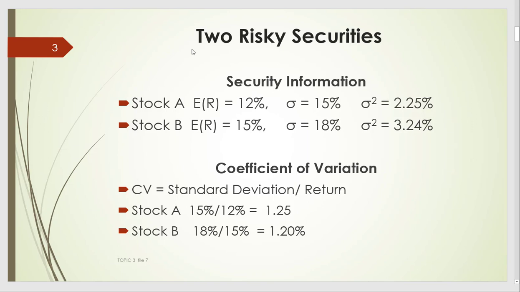The question is, if we add A to B, can we get the coefficient of variation to be smaller than A? And I said to you before, that's going to depend on one of two things. First, the correlation, and the second, allocation. So let's begin with the idea of building a portfolio and explore correlation first.